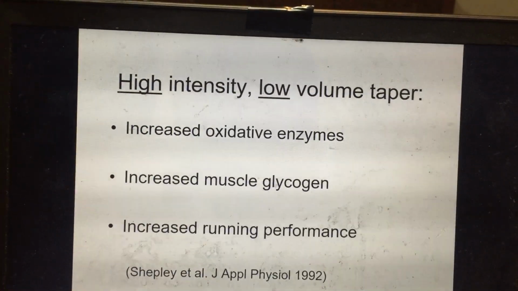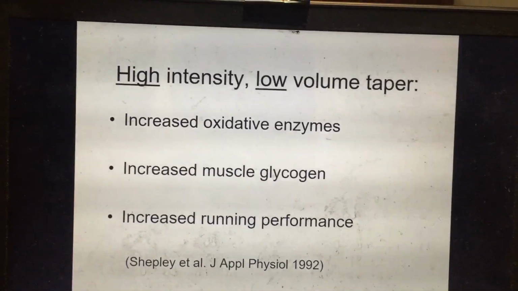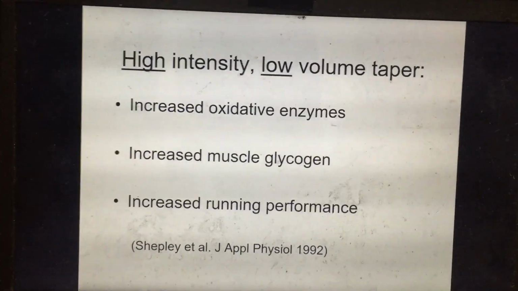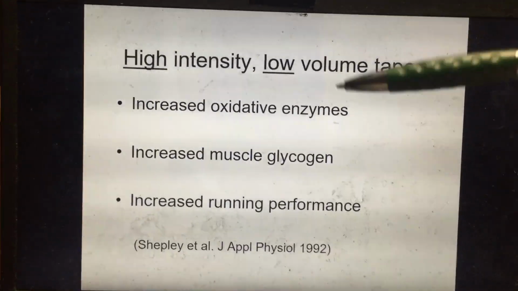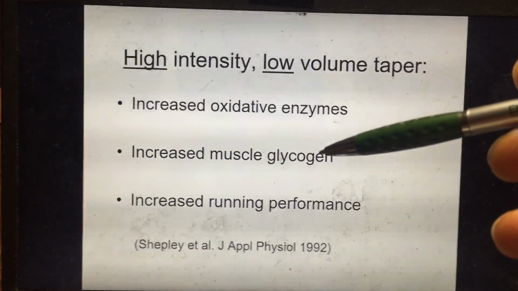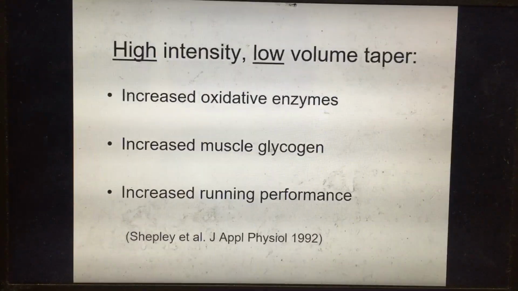So that type of high intensity, low volume taper, there are studies that show that you do get some positive physiological adaptations compared to other types of tapers. So you get an increase in your oxidative enzymes in your muscle, you get an increase in muscle glycogen, and that translates to an increase in running performance.